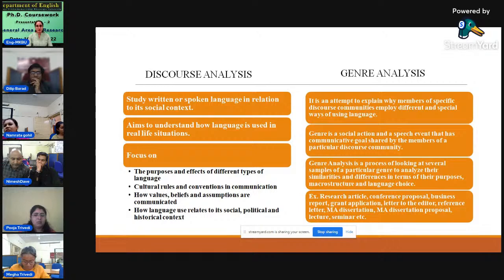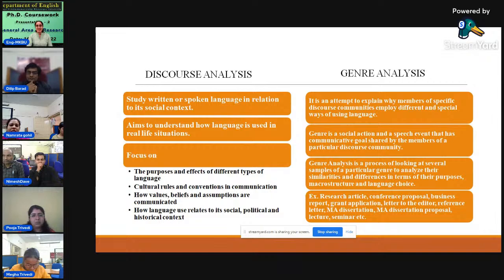Genre analysis is quite different from discourse. It is an attempt to explain why members of specific discourse communities employ different and specific ways of using language. The language is similar, but the way of using that similar language is different. For example, the academic discourse that we use in research articles, conference proposals, business reports, grant applications, letters to editors, or dissertations is different according to its use in different genres. So these are some types of analysis.